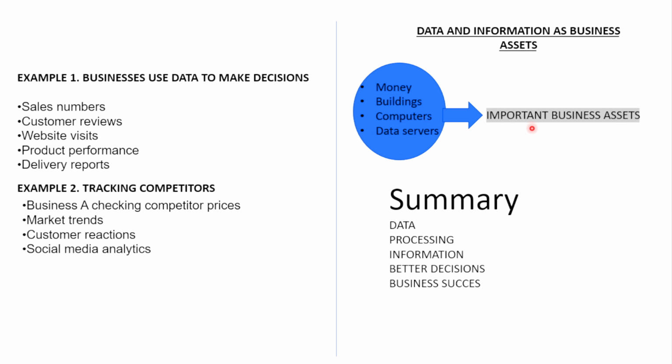So, in summary, data and information are extremely important in today's world. They help businesses make decisions, understand customers, track competitors, and respond quickly to changes in markets, right? That is why modern organizations treat data and information as a valuable asset, because the right information at the right time can completely change the success of a business.